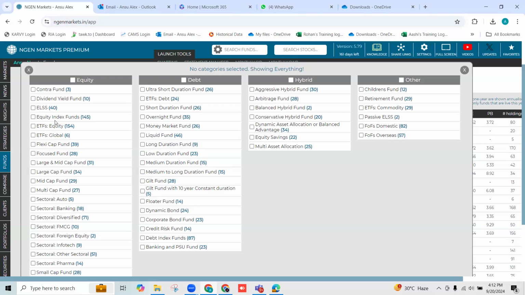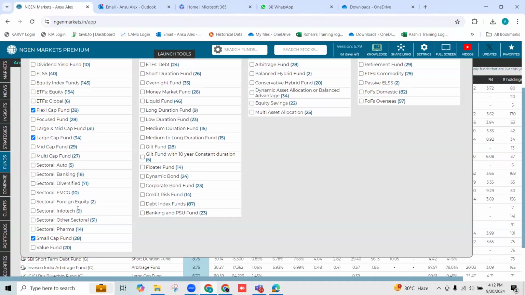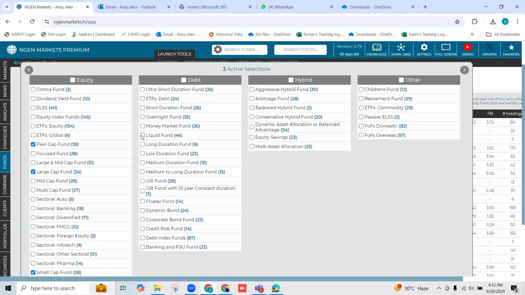Let's say from these asset classes, I select flexi cap category, followed by that, let's say a large cap and also small cap category. Additionally, from the debt, let's say I select liquid funds and also conservative hybrid funds.